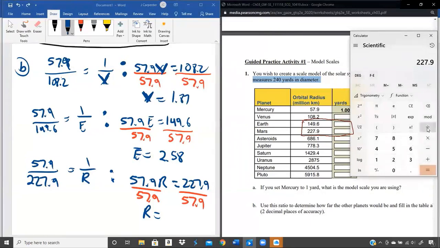All right, so 227.9 divided by 57.9. And we get 3.93, which is further than Earth was, but it's not some extravagant number. 3.94, actually, if we round appropriately. So 3.94 yards.